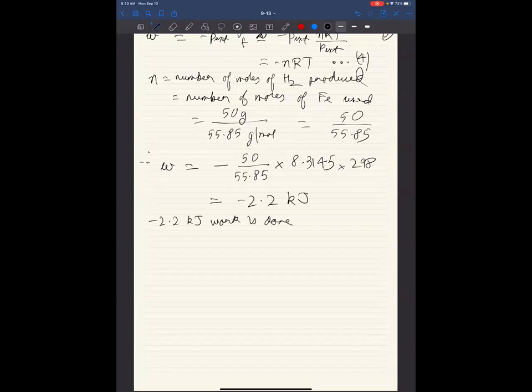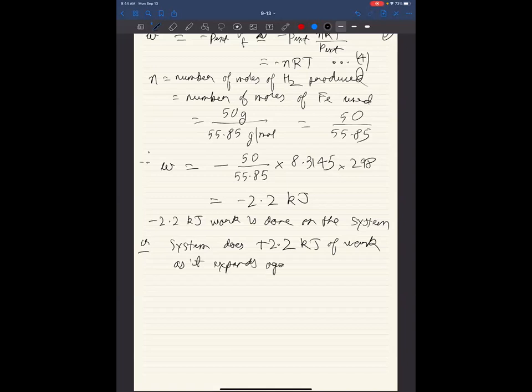or minus 2.2 kilojoules of work is done on the system, or the system does plus 2.2 kilojoules of work as it expands against the atmosphere.